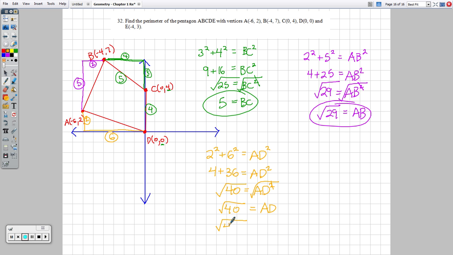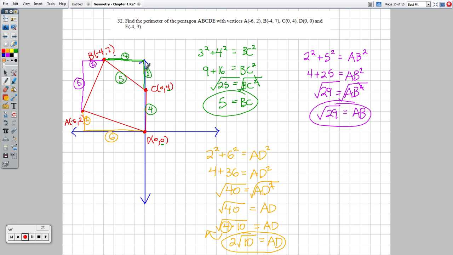Now you can rewrite this as 4 times 10. I do that because 4 is a perfect square. So if there's a perfect square that's a factor of that number on the inside, take it out and leave the rest in there. So this is 2 times the square root of 10. That's simplified radical form right there.